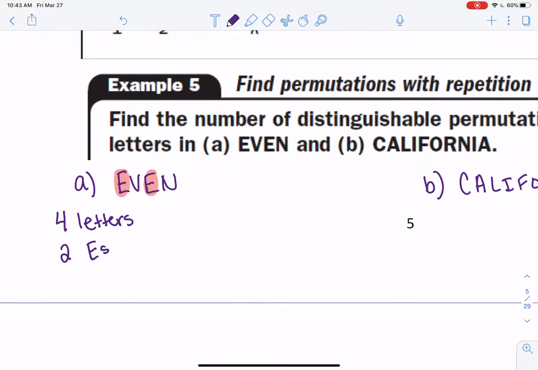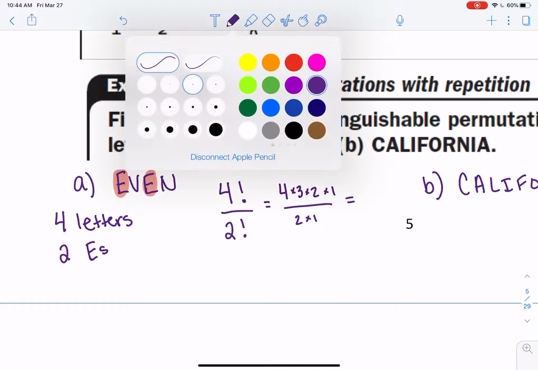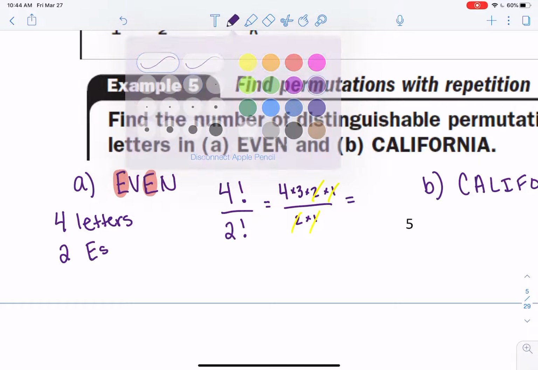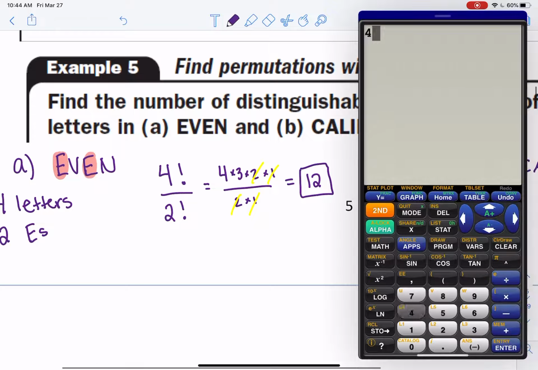So the way that we set this up is I'm going to put 4 for 4 letters, and then I'm going to put the factorial, and then that's over 2 factorial for how many are repeated. So you can use your calculator for that, or you could think about it as 4 times 3 times 2 times 1 all over 2 times 1, which would give you, those cancel there, so this would end up being 4 times 3, which is 12. But you could type it in, 4 factorial divided by 2 factorial which is 12.